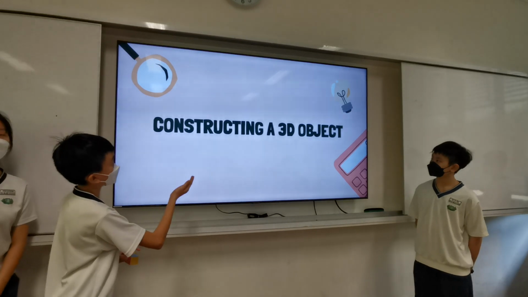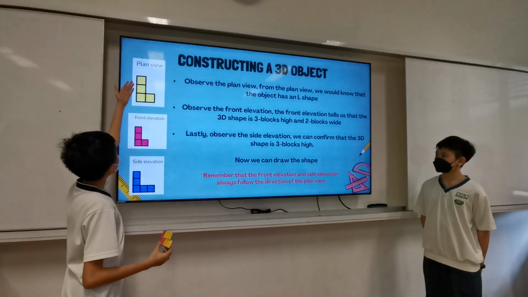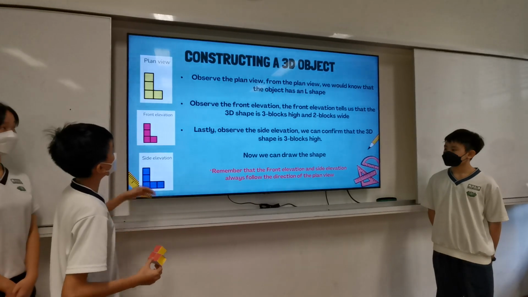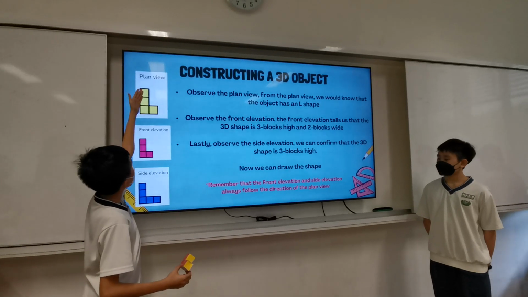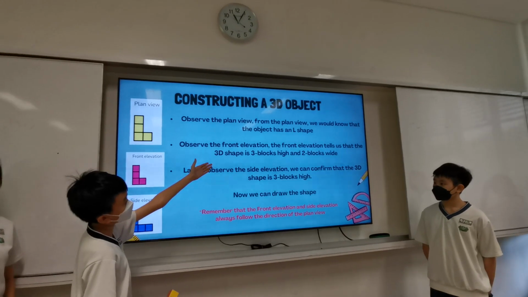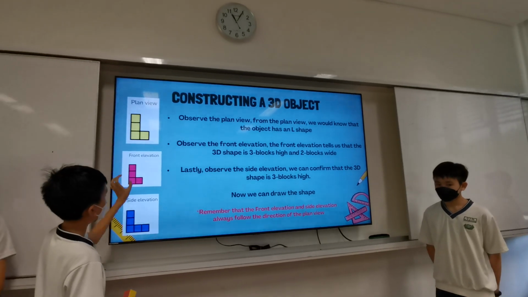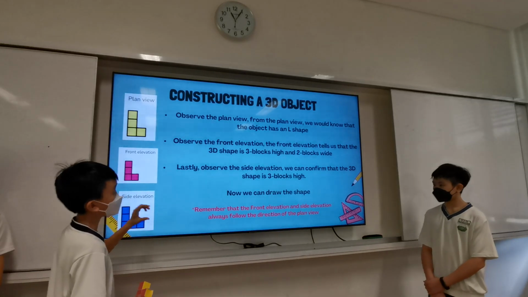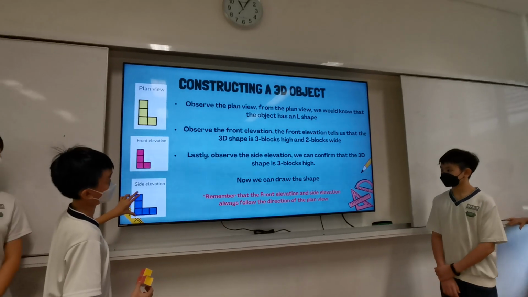So next, constructing a 3D object. So it will be first the plan view, front elevation, and side elevation. We need to construct the 3D object out of this. So firstly, we observe the plan view. We can tell that the shape has an L shape. Next, we observe the front elevation. It tells us that the 3D shape is 3 blocks high and 2 blocks wide. Lastly, observe the side elevation. We can confirm that the 3D shape is 3 blocks high by looking at the side elevation.